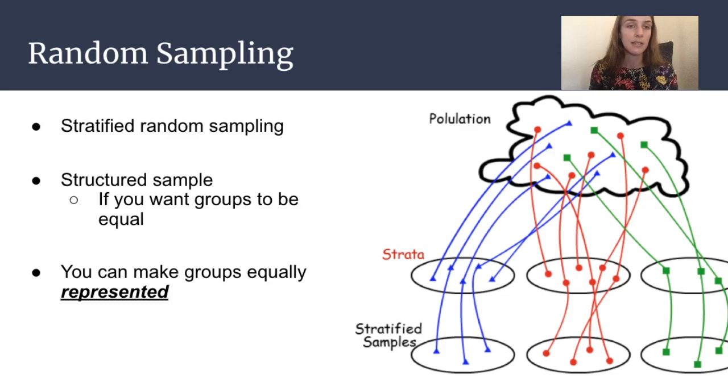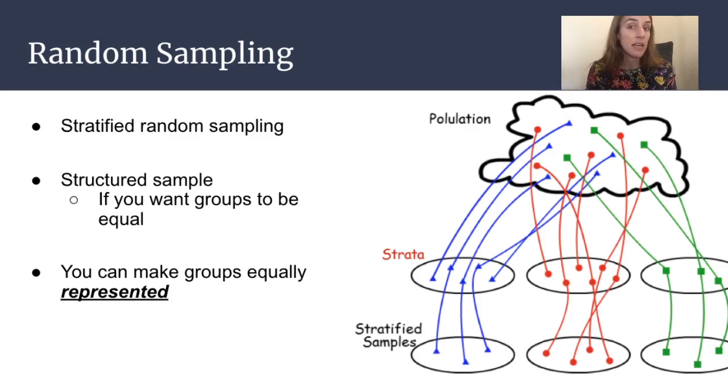So let's take an example of another type of random sampling. This is called stratified random sampling. This is a structured sample. So instead of pulling straight from the population, what we would do is create subgroups within a population and then look at them in this way. In this way, you can make groups equally represented.